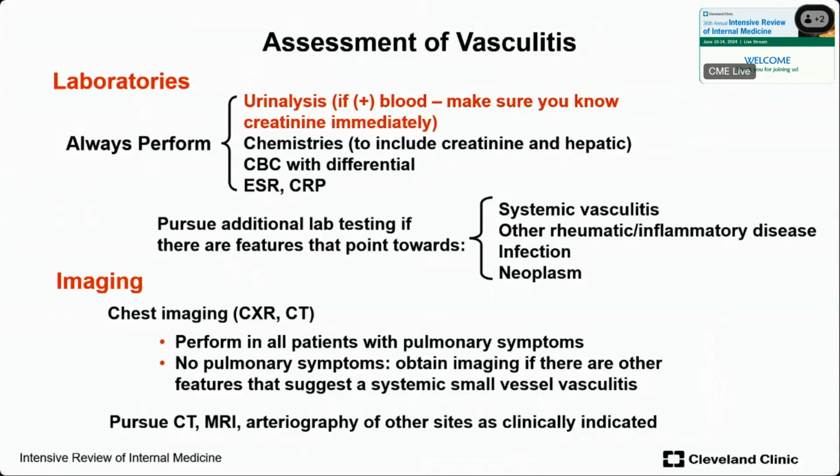In terms of imaging, chest imaging should be performed in all patients with pulmonary symptoms, but even in the absence of pulmonary symptoms, you will want to obtain imaging if there are other features that suggest a systemic small vessel vasculitis, as asymptomatic radiographic features can occur in up to 1/3 of these patients. And you will then pursue computed tomography, magnetic resonance, or arteriography of other sites as is clinically indicated.